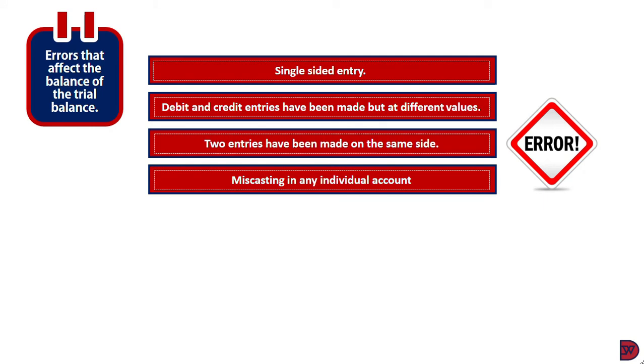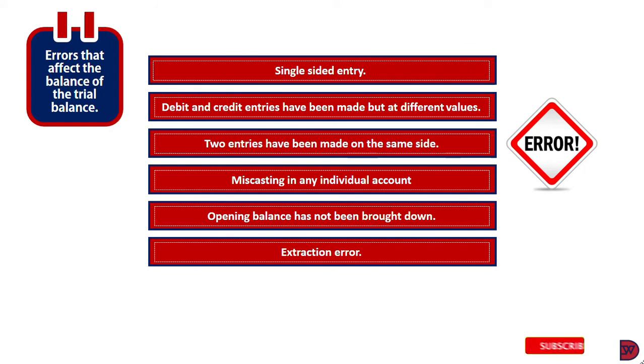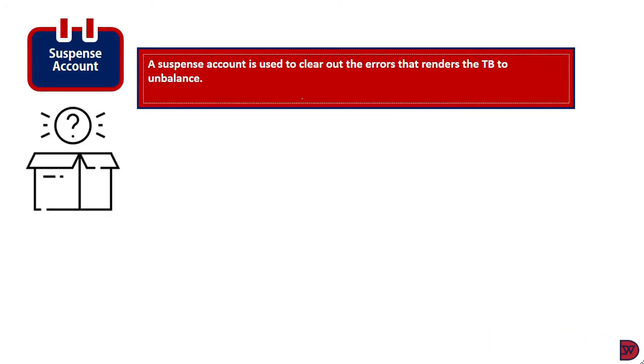Fourthly, an incorrect addition of the entries to an individual account, that is miscasting. The next one is when an opening balance is not brought down in one account or the other. Lastly, extraction error. This simply means that when the balances are being moved from their ledgers into the trial balance, there is an error. A suspense account is used to clear out the errors that cause the sides of the trial balance to differ or disagree.